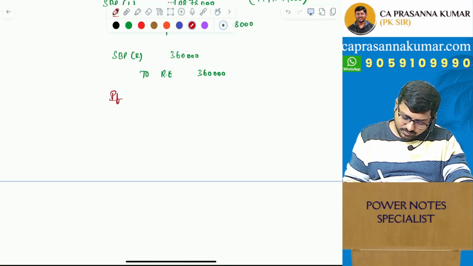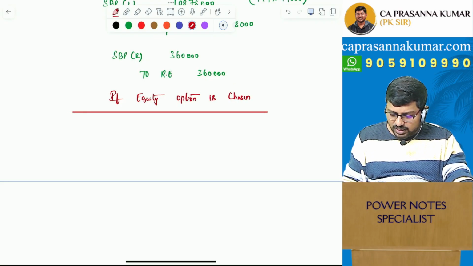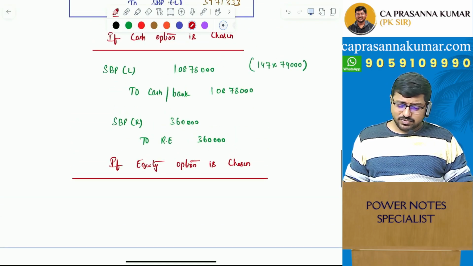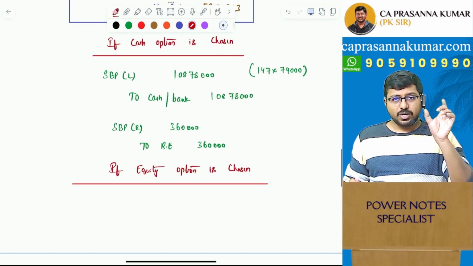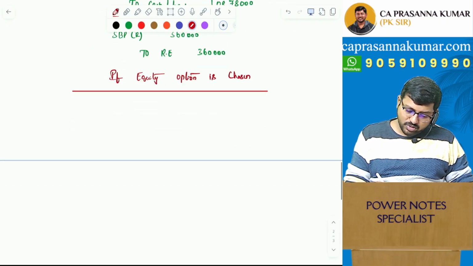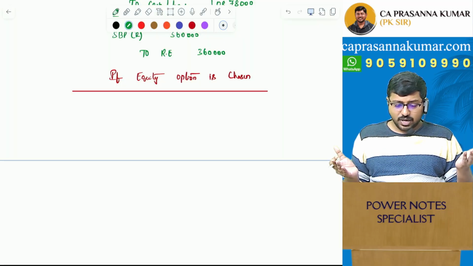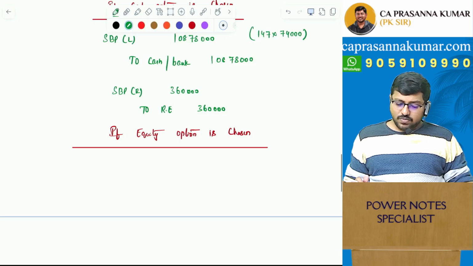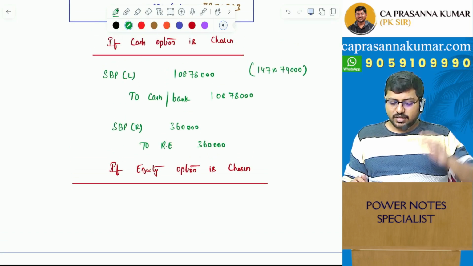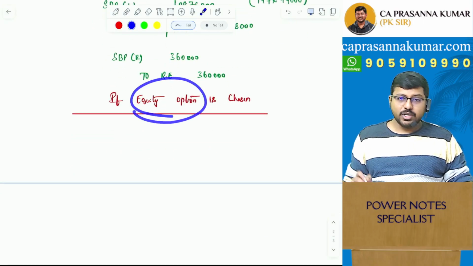If equity option is chosen. Now you can ask me, sir, why are you taking both the options? Because in the question it was not specific, Nana. He did not tell you whether that so-called employee has gone for equity option or cash option. Therefore, we have to show the answer for both. In examination, if you get a situation like this, will you be going for either of the options? You have to show both. You can't go with a presumption saying that it is presumed that the employee has chosen cash option, or it is presumed that the employee has chosen equity option. We cannot say like that.